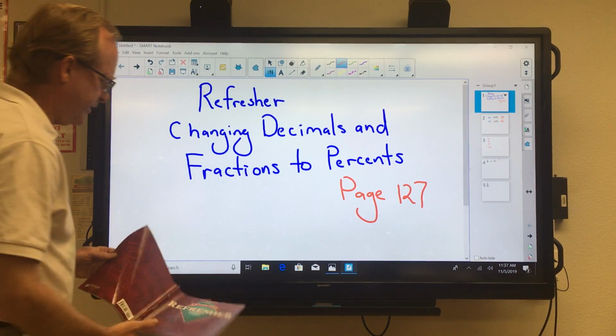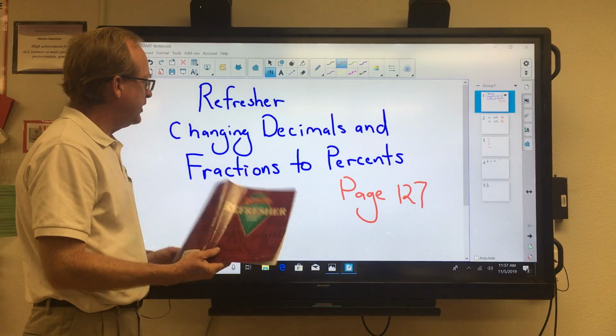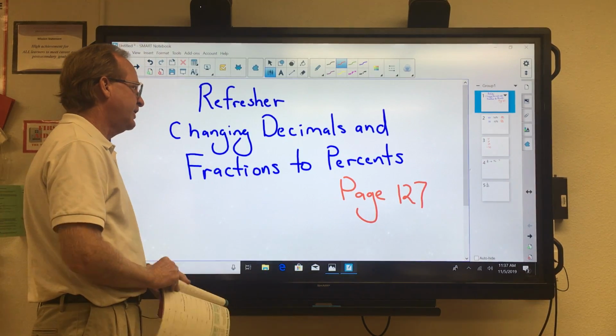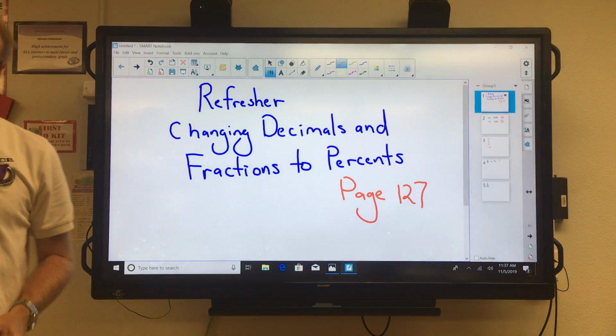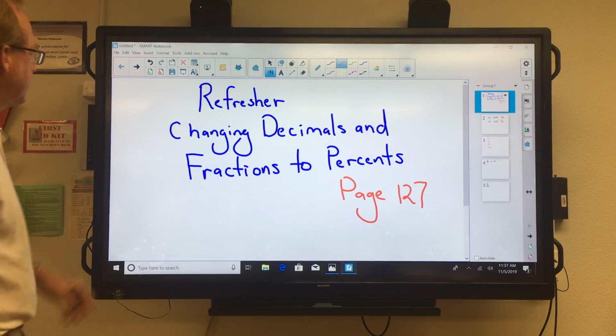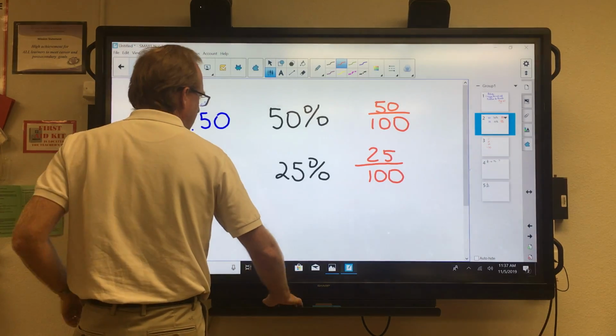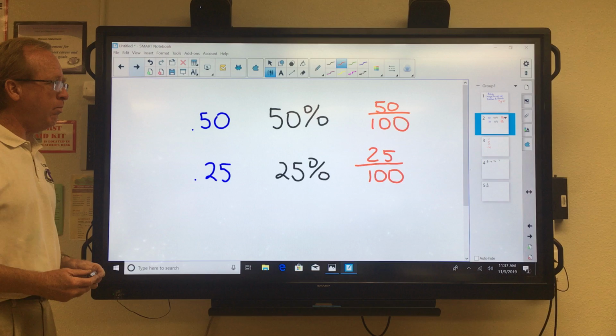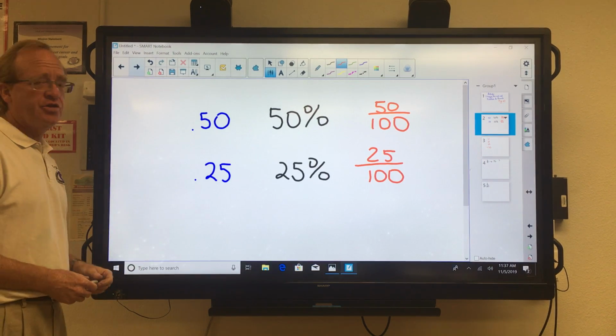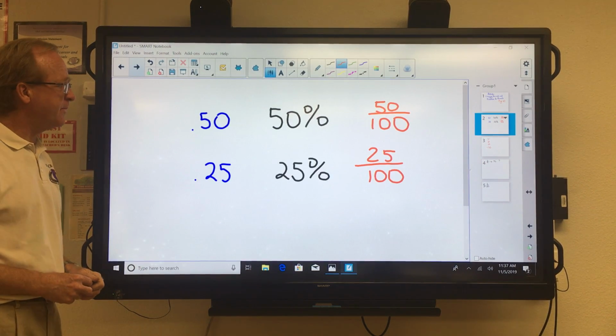Right, so we're going to be looking at the refresher book, page 127, and we're going to be converting decimals and fractions into percents. So let's get started. Decimals, percents, excuse me, fractions, are just different ways to express the same thing.